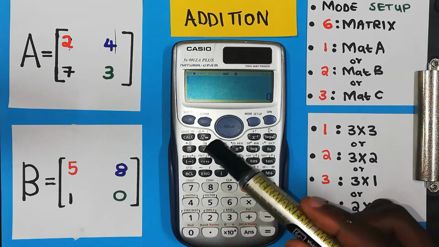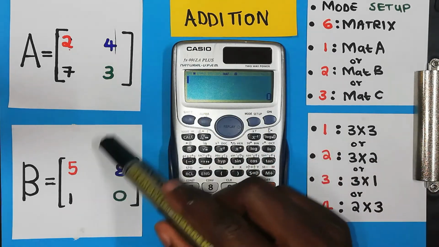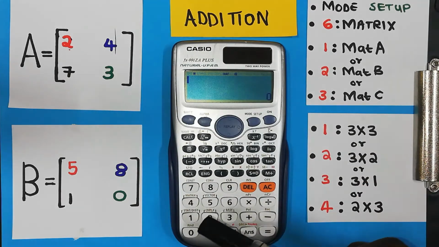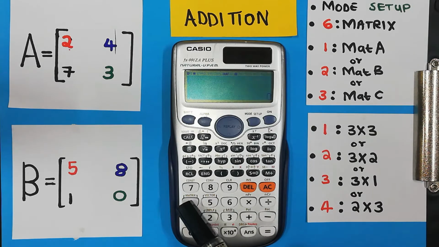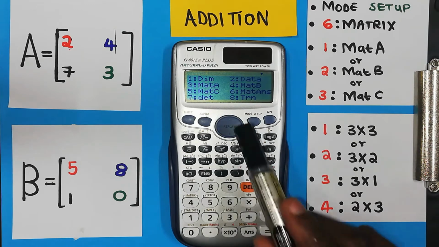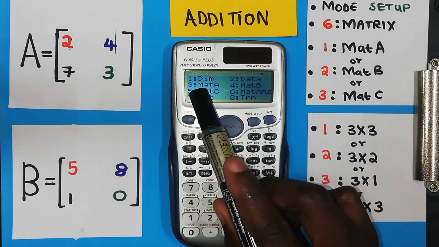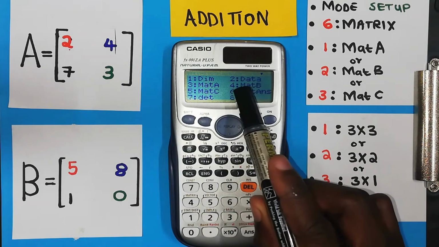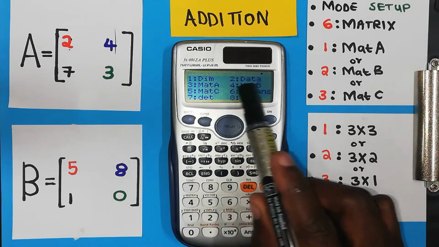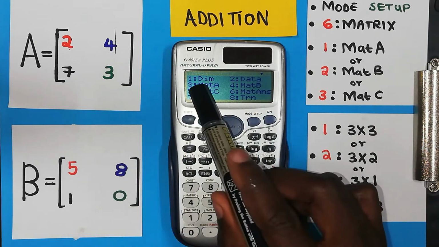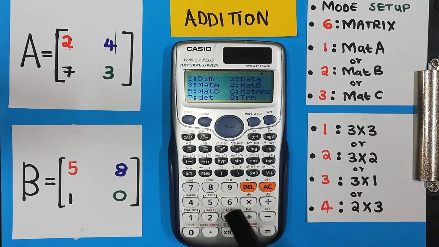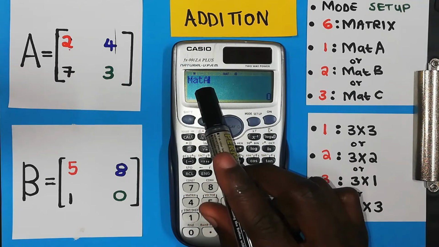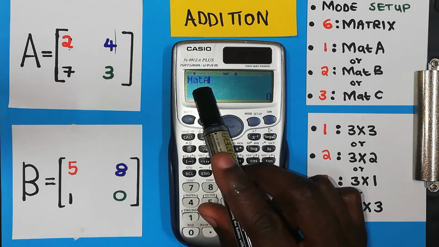So how do we access the saved matrices in the memory of the calculator? You press shift, and you press matrix. This is 4. You press 4 for matrix, and here if you check, there is 3 that represents matrix A, and 4 is matrix B. So this is where we saved our matrices. I'm going to choose 3 for matrix A. It will also show you here that you've chosen matrix A.